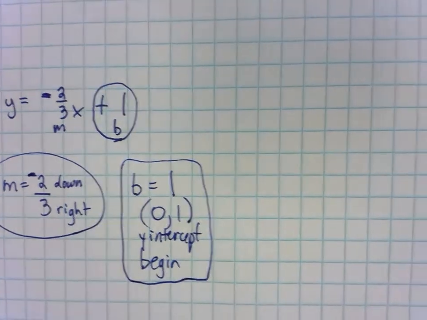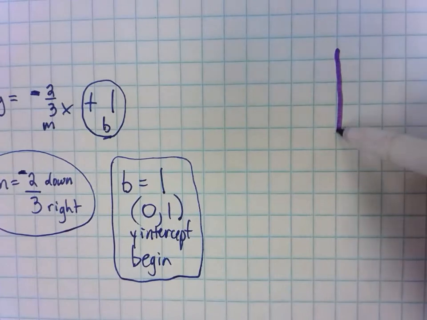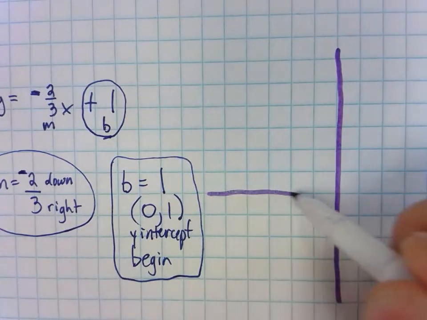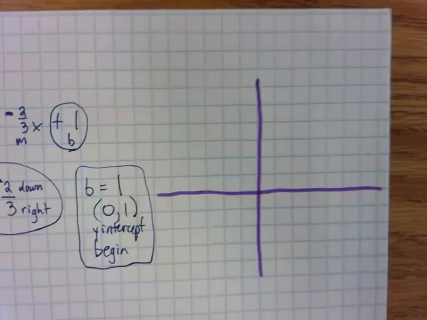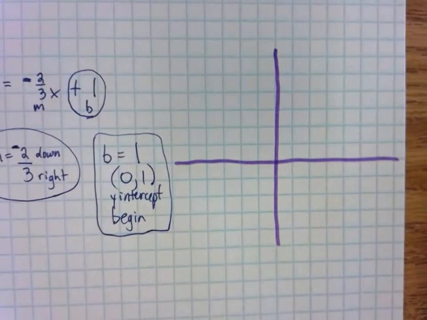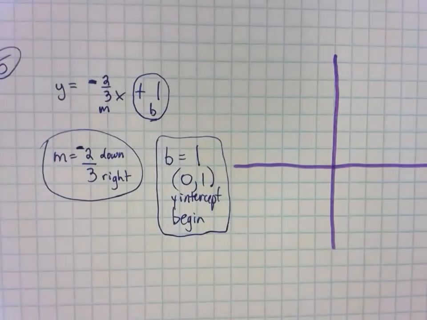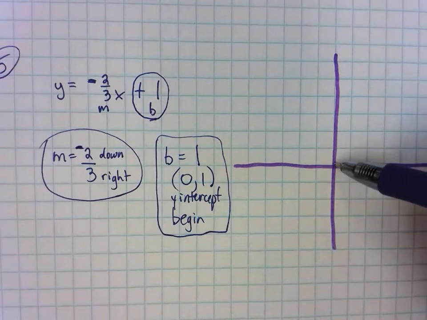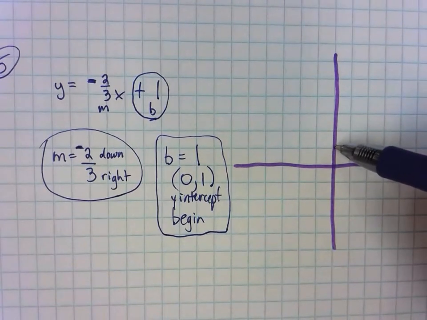So here we go. We're going to draw a little four-quadrant graph, just like so. Pull it back up a little bit more so you can see it a little better. All right, so I begin at 0, 1. 0, 1 is right here. Just come up to 1.